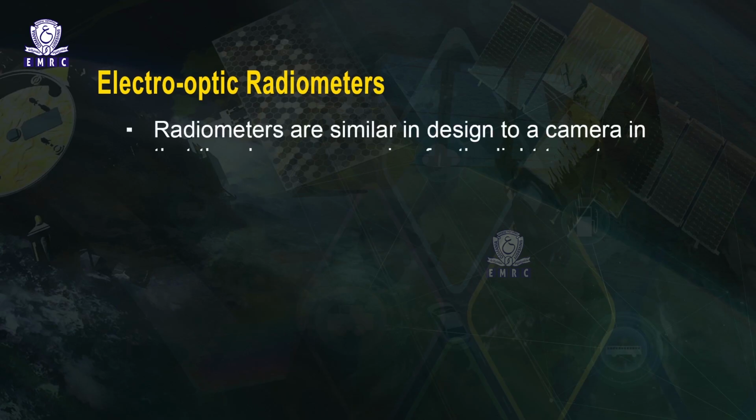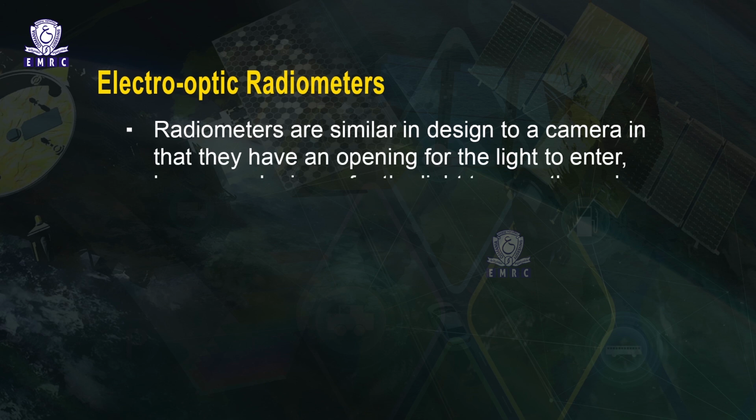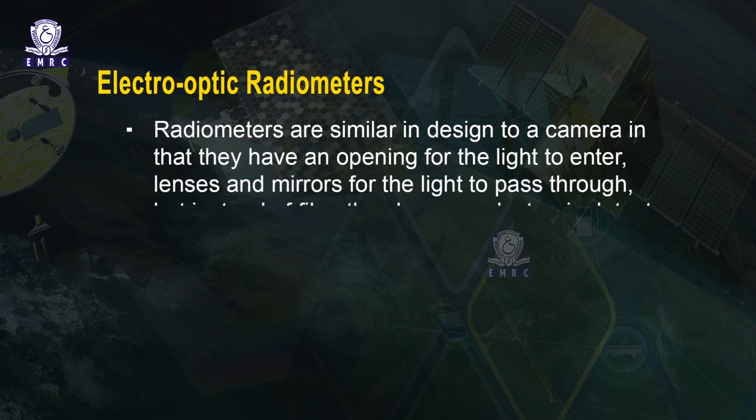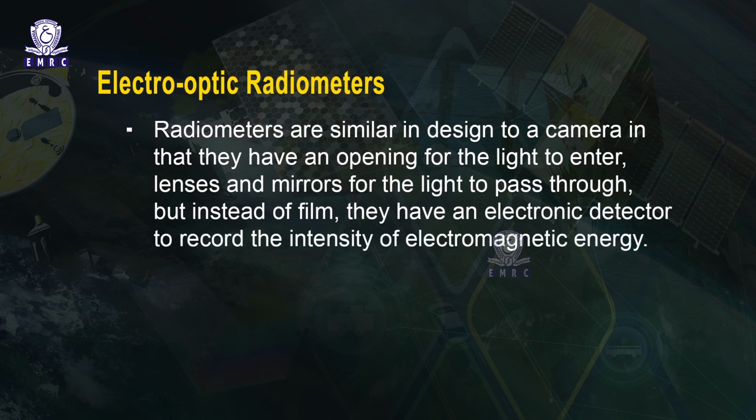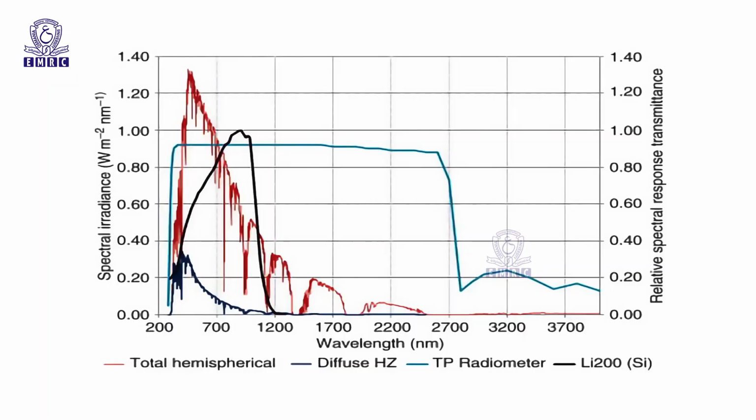Radiometers are similar in design to a camera in that they have an opening for the light to enter, lenses, and a mirror for the light to pass through. But instead of film, they have an electronic detector to record the intensity of the electromagnetic energy. As energy hits the detector, a signal proportionate to the incoming irradiance is processed to either a digital or analog output that can be recorded.